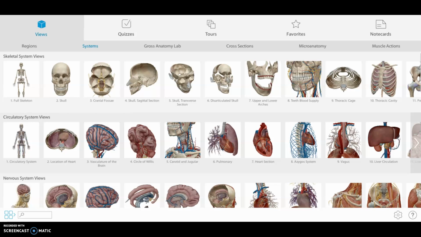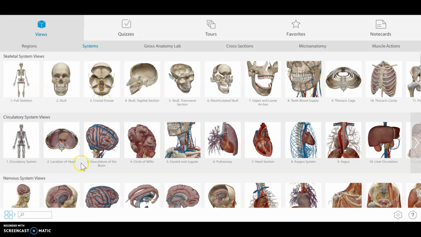Okay, so this lab is all about the muscles. For this first part, we'll go through the muscles of facial expression and mastication. We might get into some of the neck and upper back muscles.